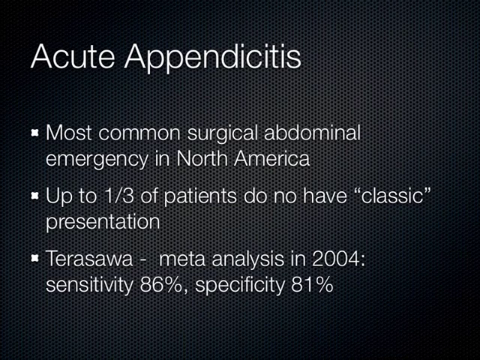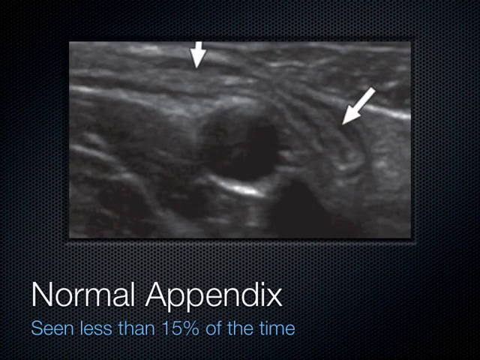So Terasawa, the author, did a meta-analysis a long time ago, 6 years ago, back when the ultrasound machines weren't as good, and found that in the hands of radiology, ultrasound had a sensitivity of 86% and a specificity of 81%. And the reason for its low specificity is because we never see this on ultrasound.